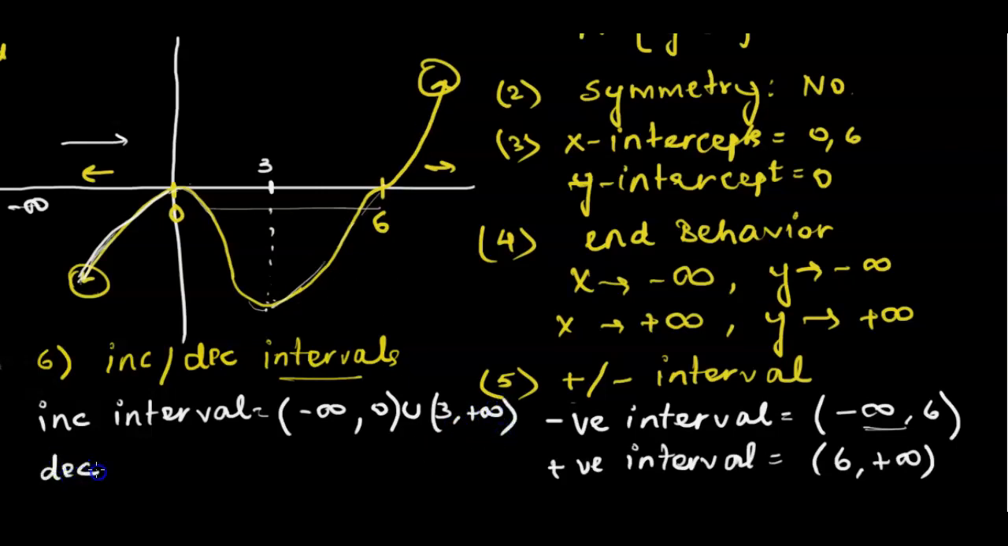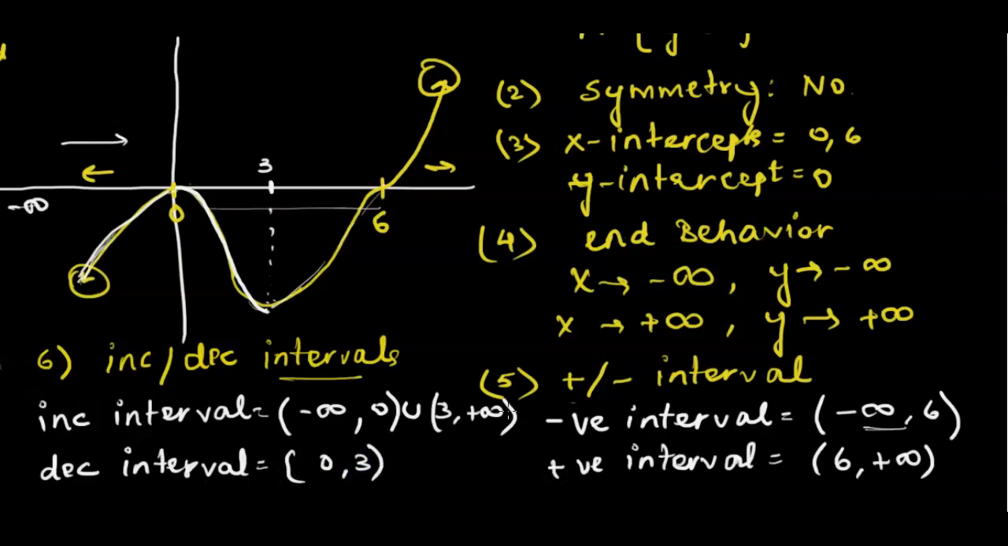Next, we have to write down the decreasing interval, and we notice that the graph is only decreasing in this section where it is going down. So from 0 to 3, this graph is decreasing. And this is how we write down the increasing, decreasing, and positive, negative intervals.